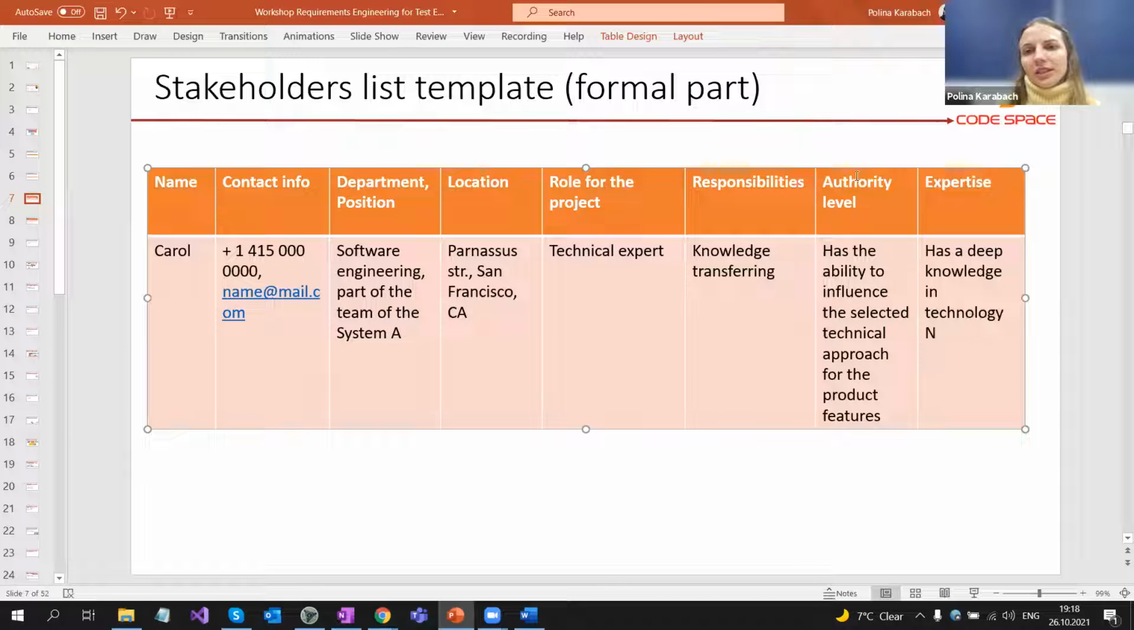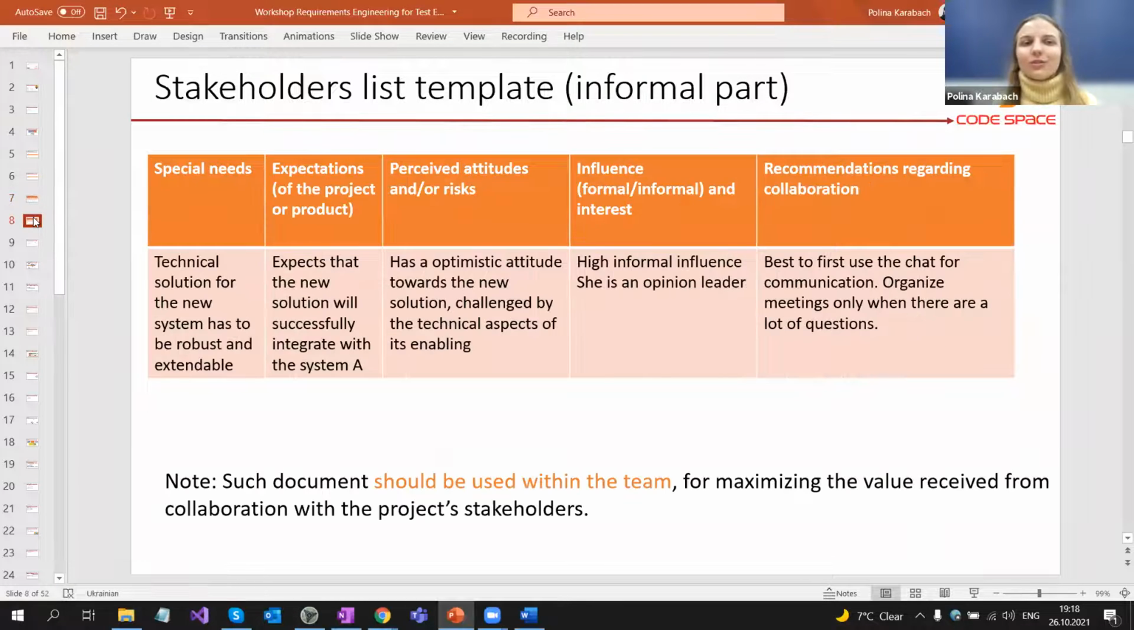And as you can see here, we have authority level and expertise to indicate where this person has the most knowledge, or where this person can make a decision. That helps us understand whom to involve in which requirements elicitation. There is also an informal part of this table. If there is a formal part, there should probably be an informal part.